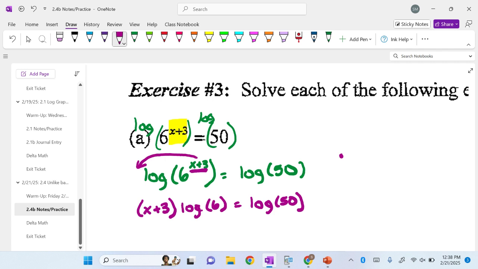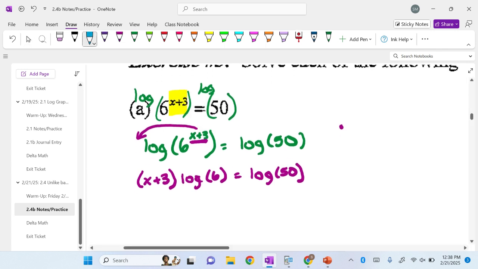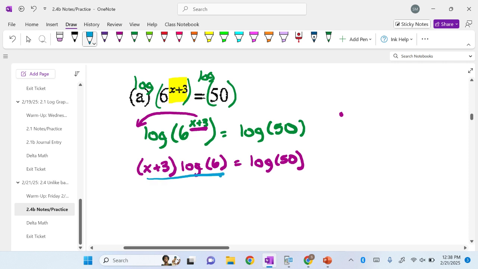So we got to get rid of the third wheel here. And we get rid of it just like we've been doing it. We'd still divide by log of 6. All right, so we're dividing both sides by log of 6.